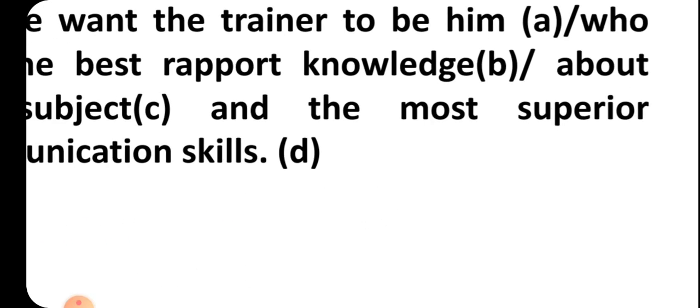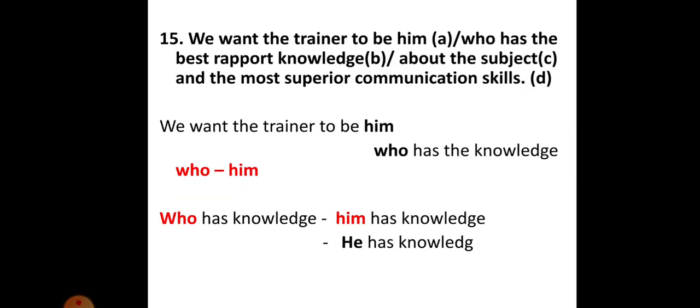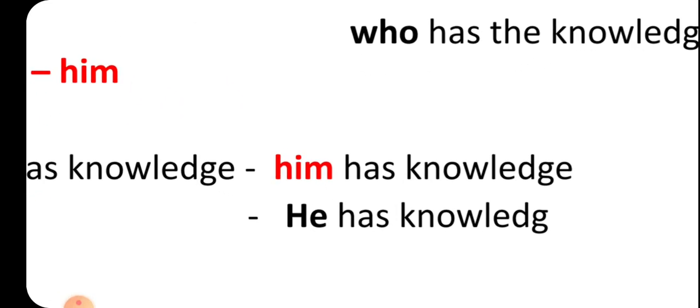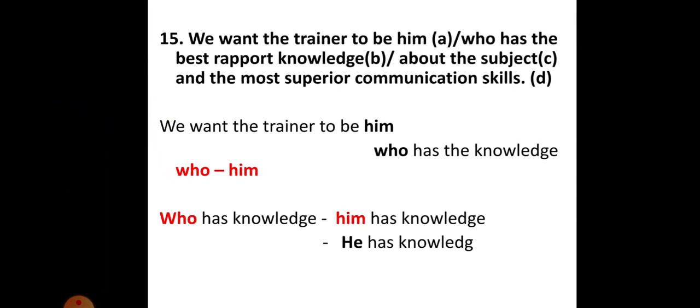And same is the case here. In this statement, who is used to refer to him. Now what you need to see here is whether the case of him is correctly used or not. We want the trainer to be him who has the knowledge. So we have used who to refer to him. That means who can be replaced by him. Who has the knowledge. If I replace who with him, the statement would be like this: him has knowledge. So is it right or wrong? Do we say like that? What is the verb here in this statement? Has is the verb. Something that comes before the has should be subject, not object. Him is the objective case pronoun. So that is wrong. It should be he. So we want the trainer to be he who has the best rapport knowledge. That is the correct expression. Clear? So it's not him, it should be he.